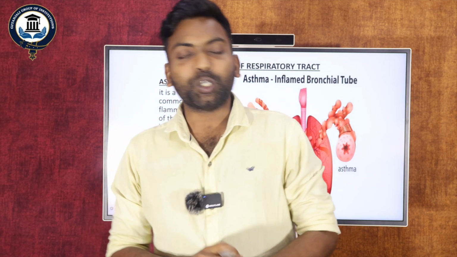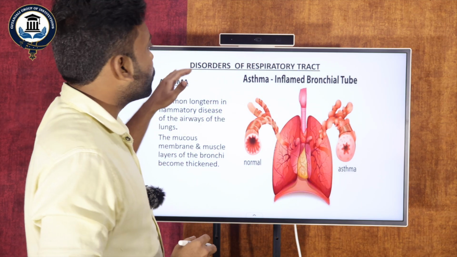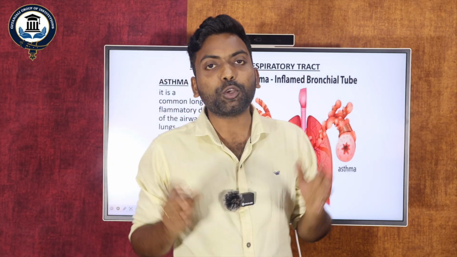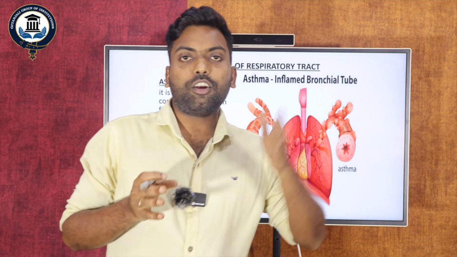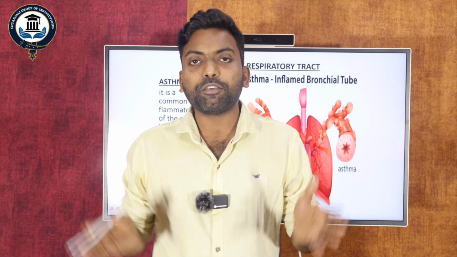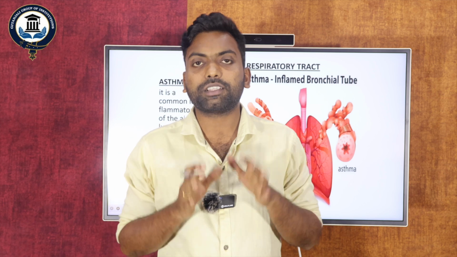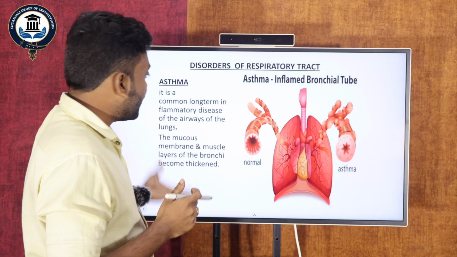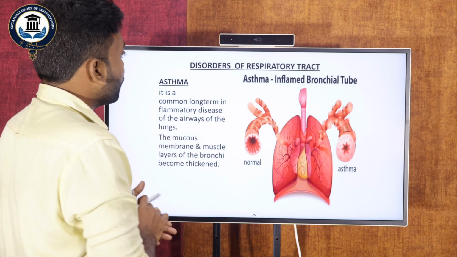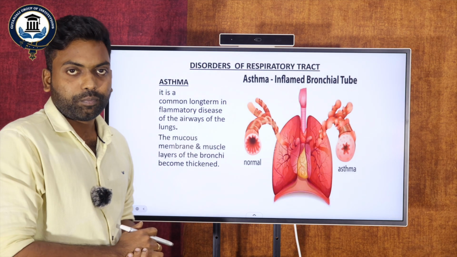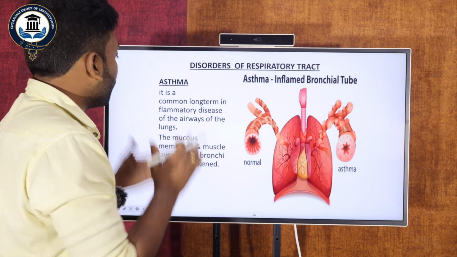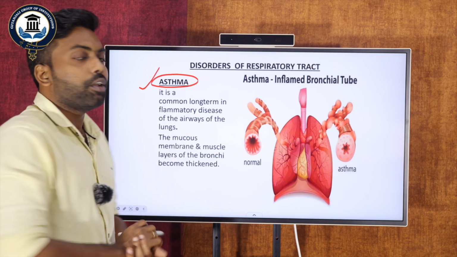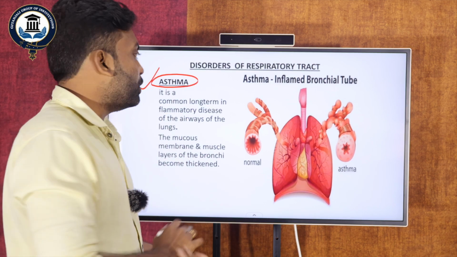My dear students, today's special topic is the disorders of the respiratory tract. As we know, every human system has a normal and an abnormal state. If the living organism is normal, the system will be normal. Sometimes, in clinical practice, we can find some kind of disorder. So within the respiratory system, the first disorder is asthma. It is a common condition we can find in individuals.